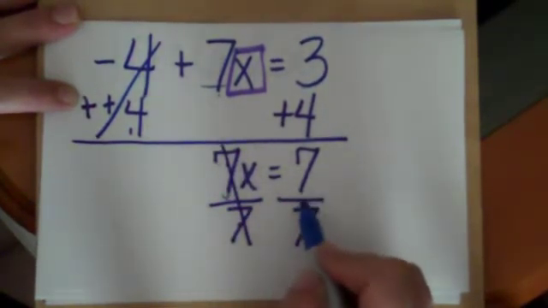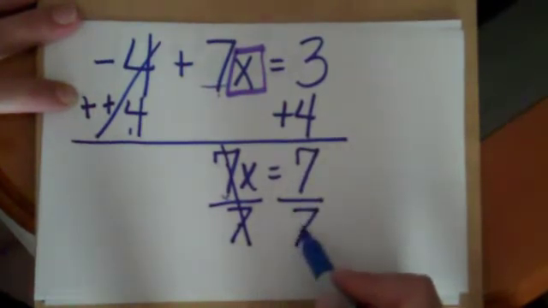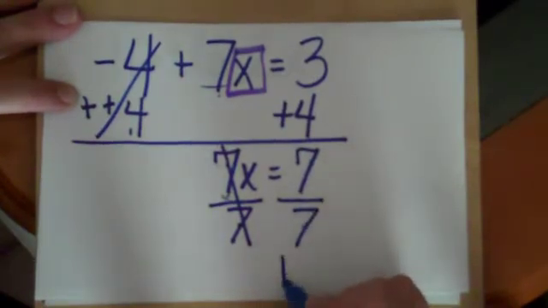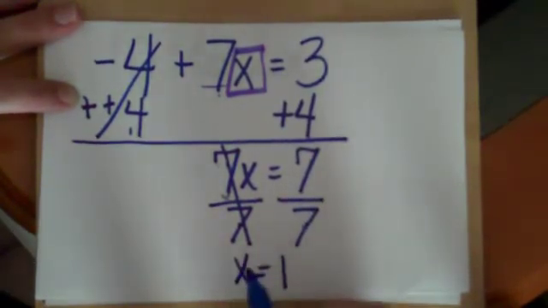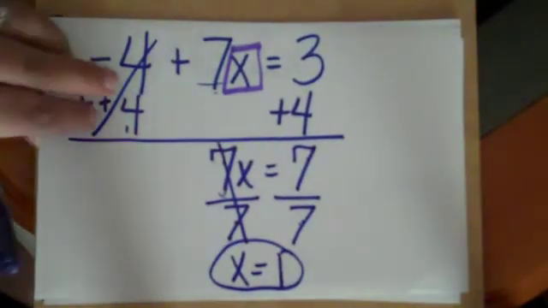Over here, what's 7 divided by 7? This is where a lot of people want to say, oh, well, they cancel and it's 0. But no, remember, what is 7 divided by 7? That's 1. So x is 1. The solution to this problem or this equation is 1.